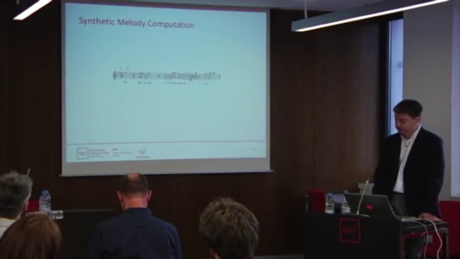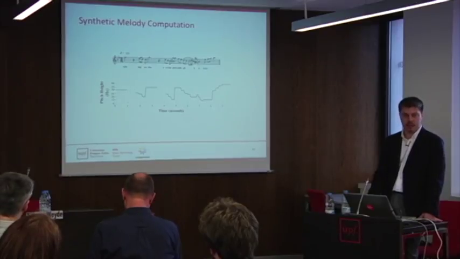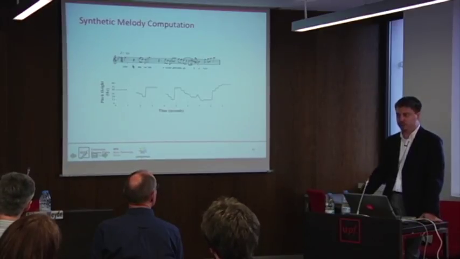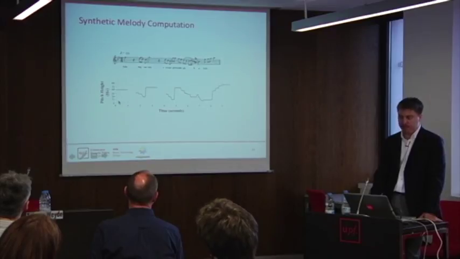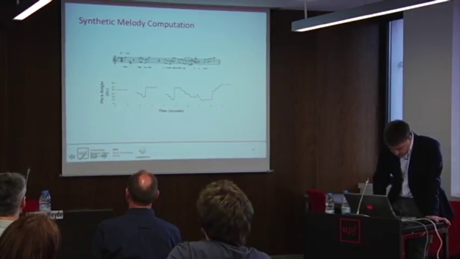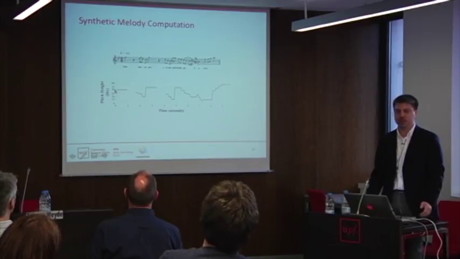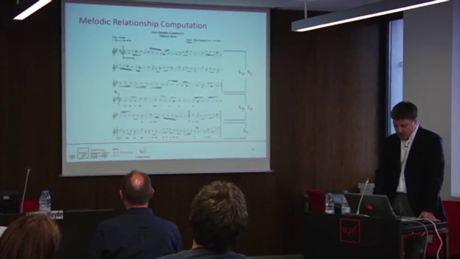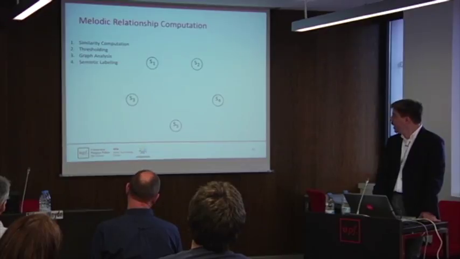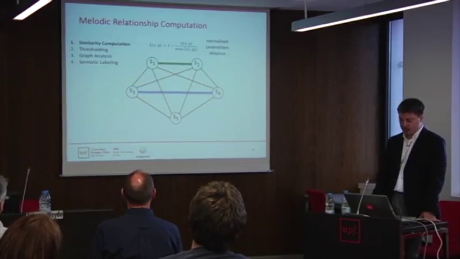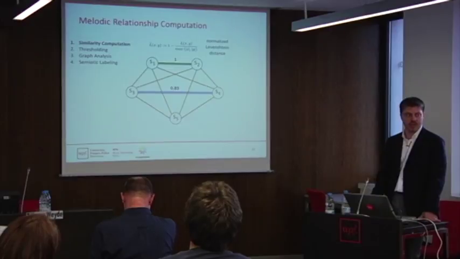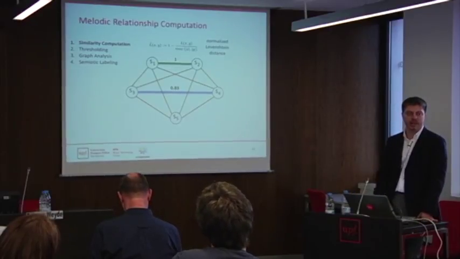Then for each section, I compute a synthetic melody by sampling each of the notes according to their duration and also the scale degree according to the tonic symbol. So for example, this will be 44 Holderian commas because it's the seventh of the tonic. After that, I compute the melodic relations. I compute the similarities by using a normalized Levenshtein distance, which tells me how similar the different sections are. If it's one, it means they have the identical melody.